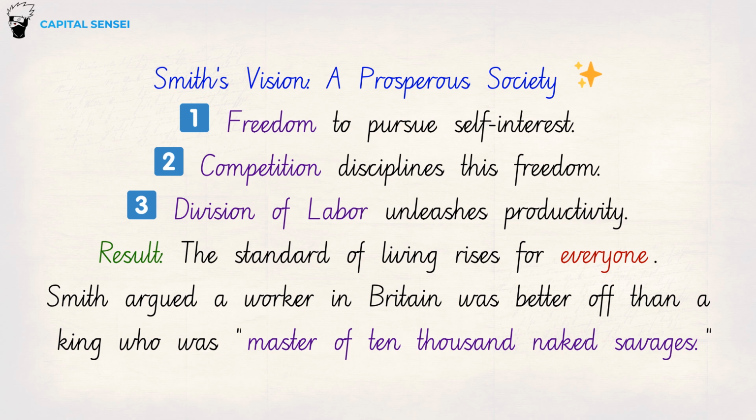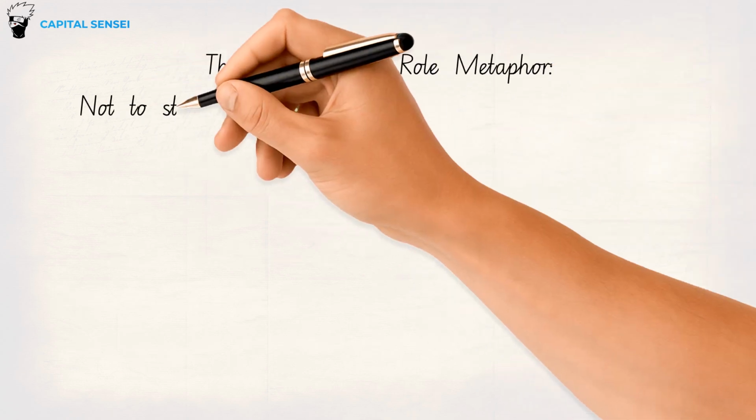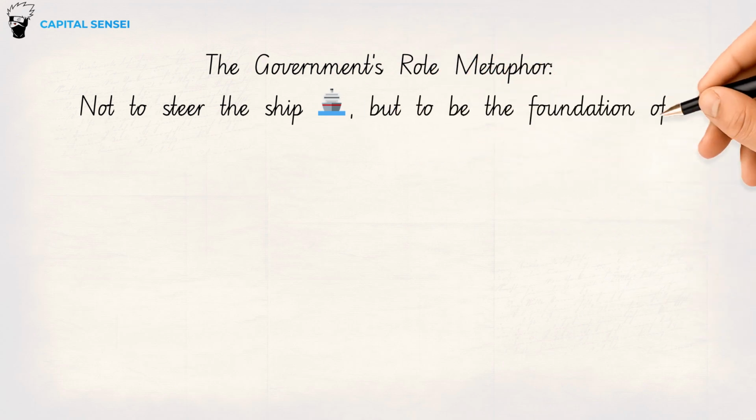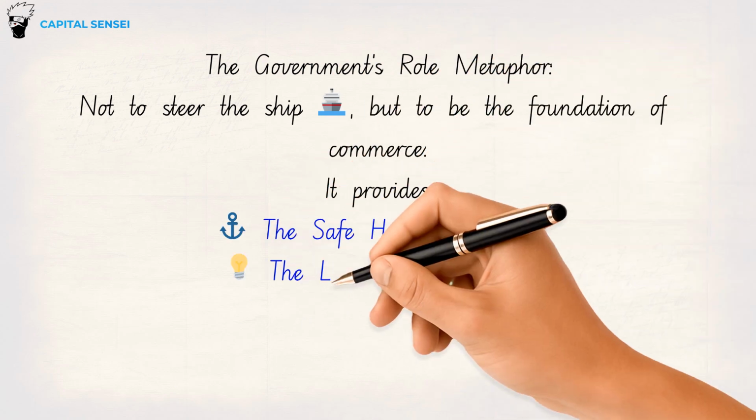In fact, Smith makes a point of saying that a common worker in a civilized and thriving country like 18th century Britain was better off and had more comforts than an African king who was the absolute master of 10,000 naked savages. The government's role is not to steer the ship, but to provide the safe harbor and the lighthouse.